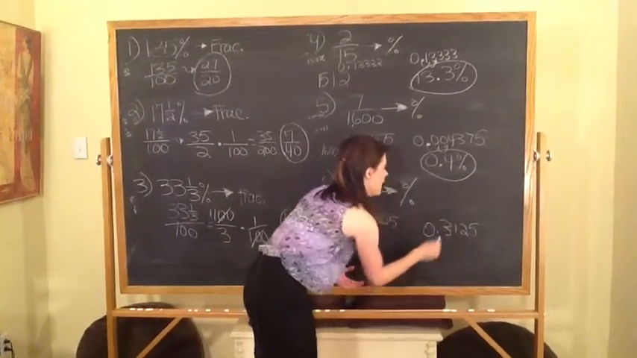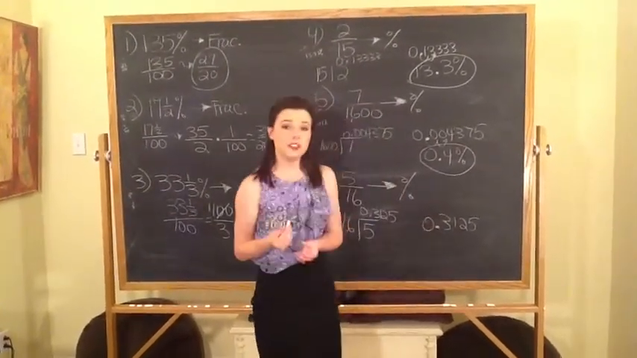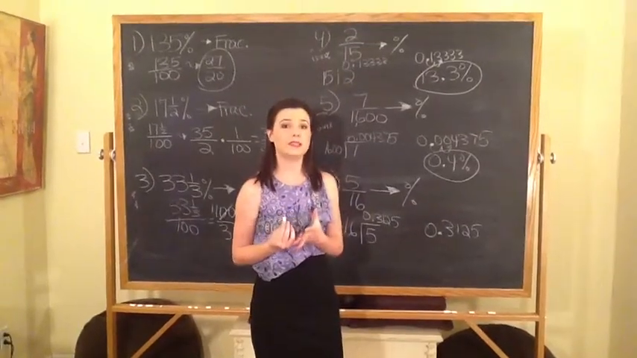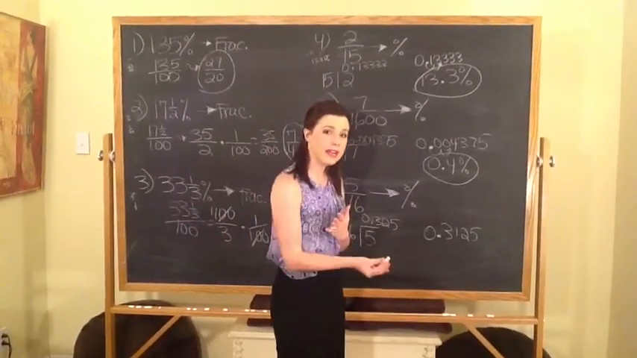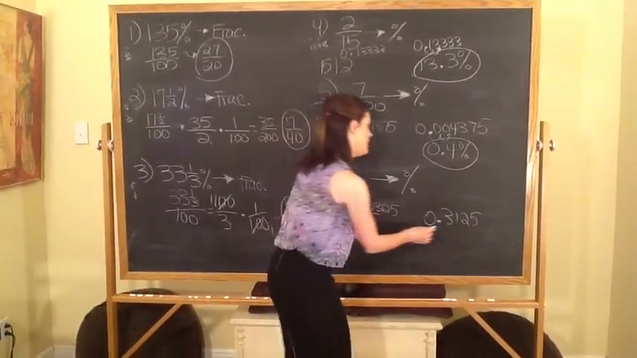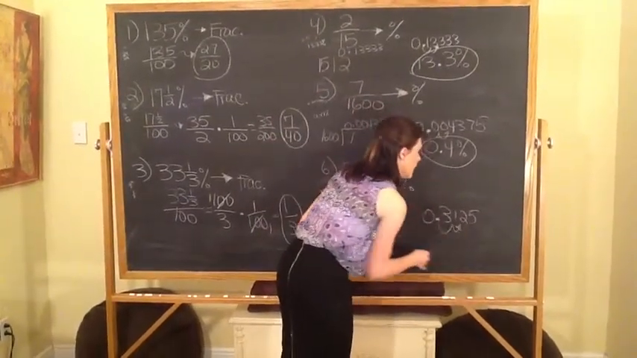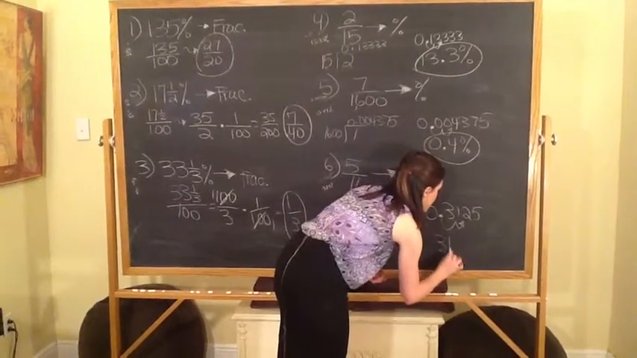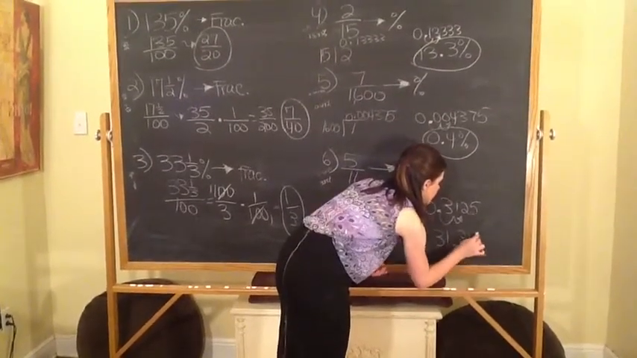3125. So I'm going to take my decimal place, and I'm going to move it 2 places because we always move it 2 places. And I'm going to move it 2 places to the right, so I'm moving towards the percent sign because I want it to be a percent. So I'm going to move it 2 places, and I'm going to round. So I'm going to have about 31.3%.